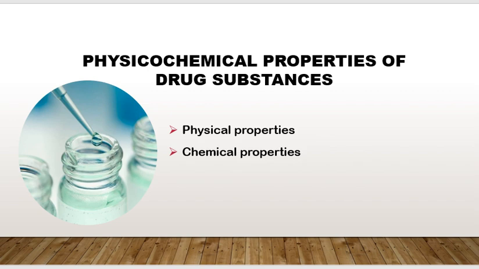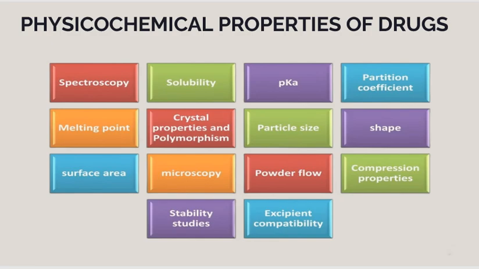Next, we are coming to the physicochemical properties of the drug substance. Now, this can be again classified into the physical properties and the chemical properties as mentioned above. These are some of the examples of the physicochemical properties of the drug, for example, spectroscopy, solubility, pKa, partition coefficient, particle size, melting point, shape, etc.